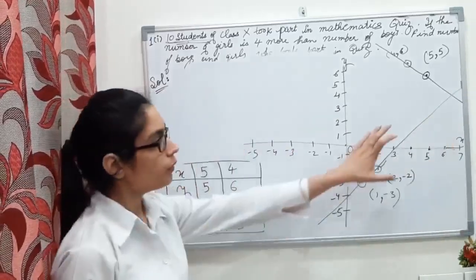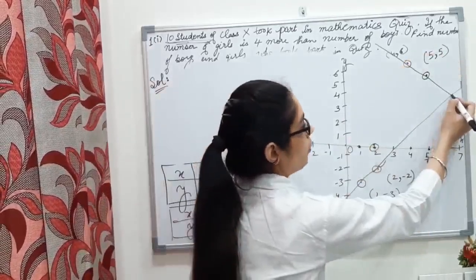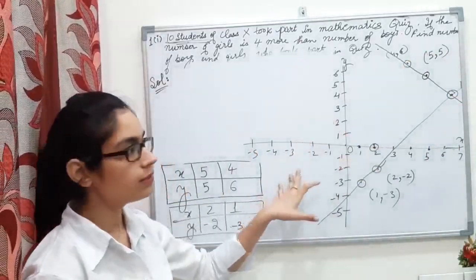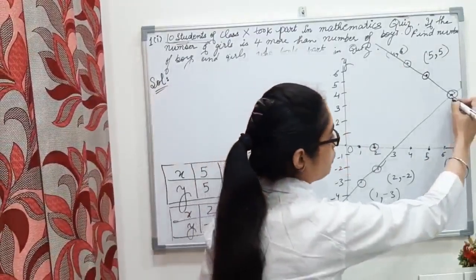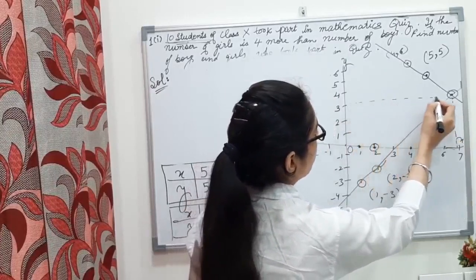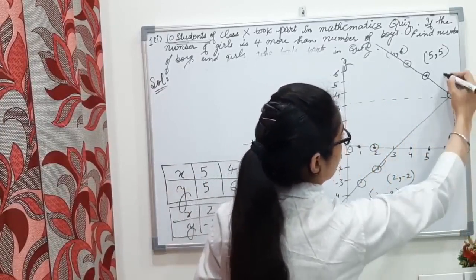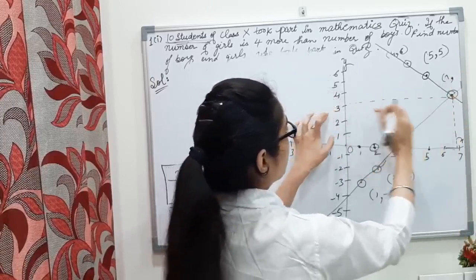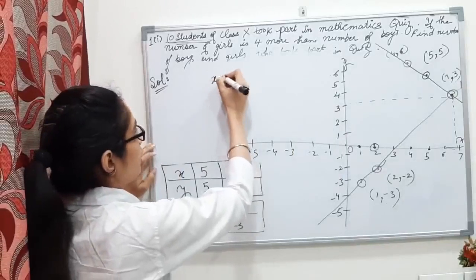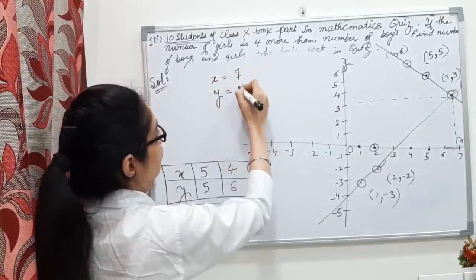See, now we got one point of intersection for these two equations. This is our point, and this point is our unique solution for this sum. Let's see what is this point. If I am joining the points on x and y axis, I am getting x equals to 7 and y equals to 3. This means x is equals to 7 and y is equals to 3.